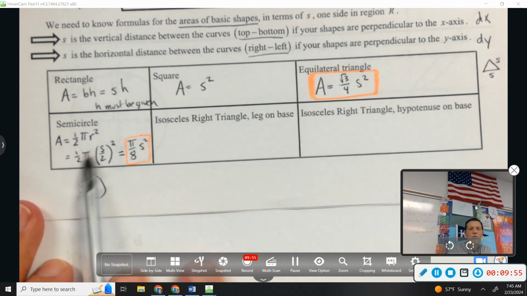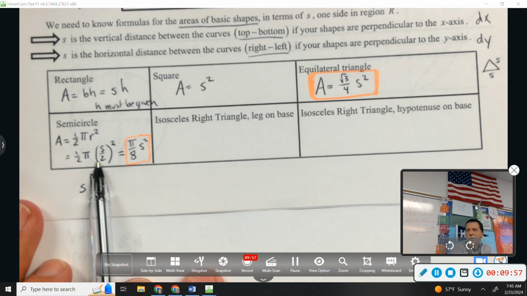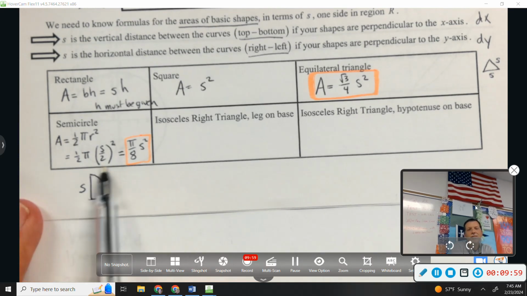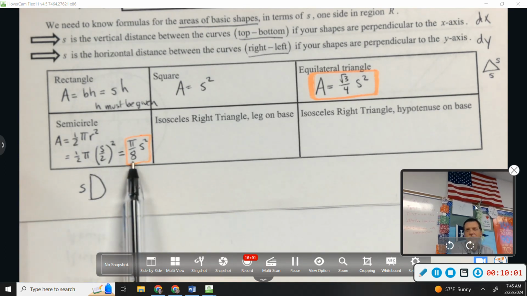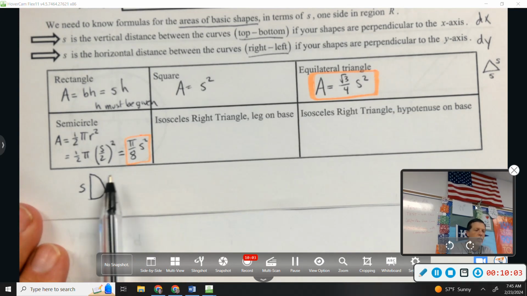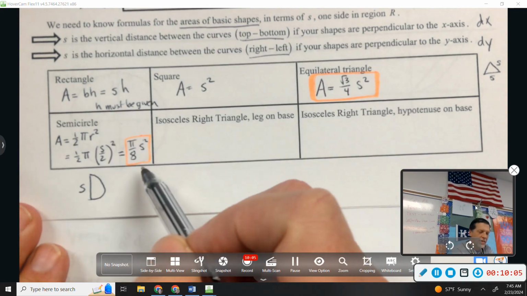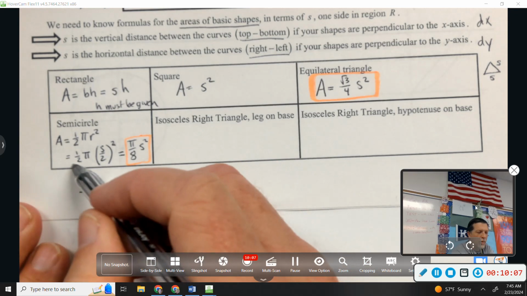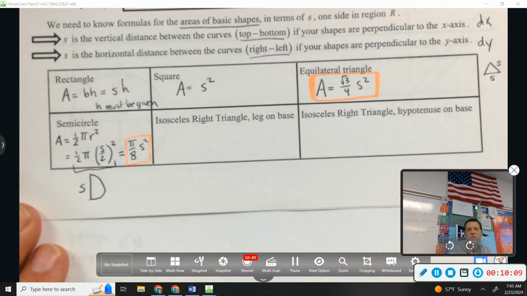I will use that. Most of these are calculator problems anyway, so it doesn't matter about simplifying, the calculator is going to do all that anyway. So if you want to memorize, it's pi over 8 S squared. If you want to remember the area of a circle, then you can just figure it out every time.